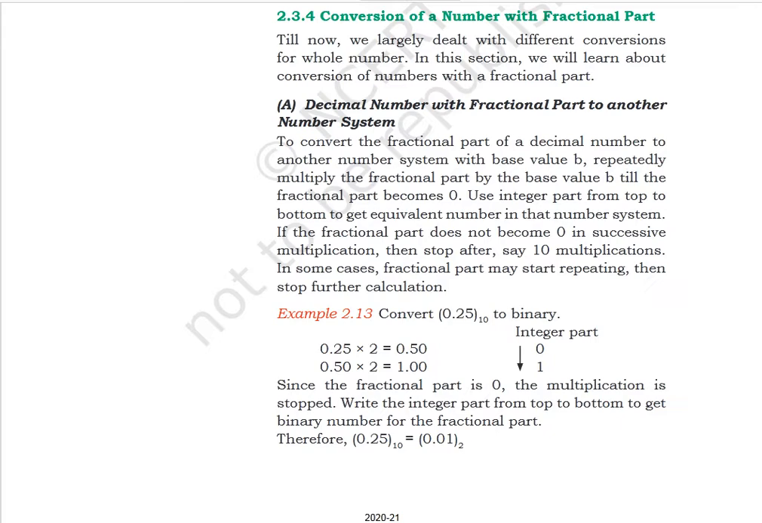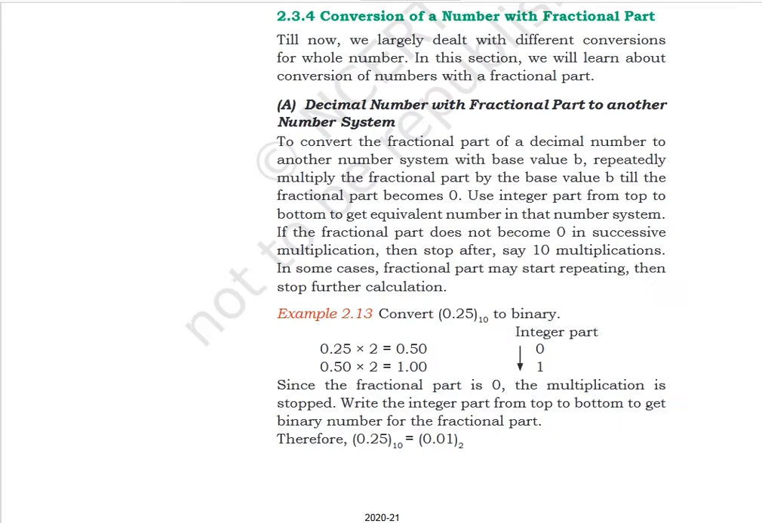This is a guidance to CBSE Board Computer Science. Here we are to discuss chapter number 2. Already we have taken 2 classes about introduction to number system and conversion of number system. In today's class we will discuss about conversion of a number with fractional part. We are following the NCERT study material, and here is a detailed discussion about the chapters and the question answers.